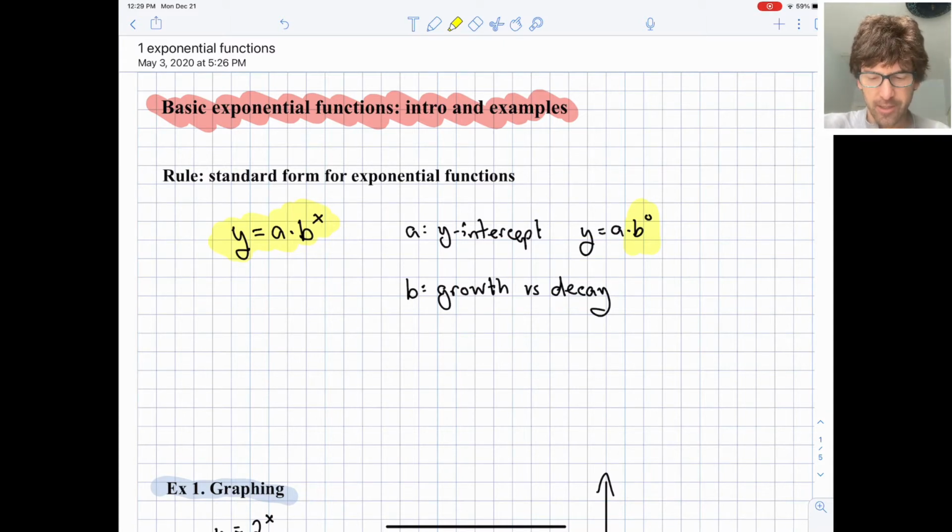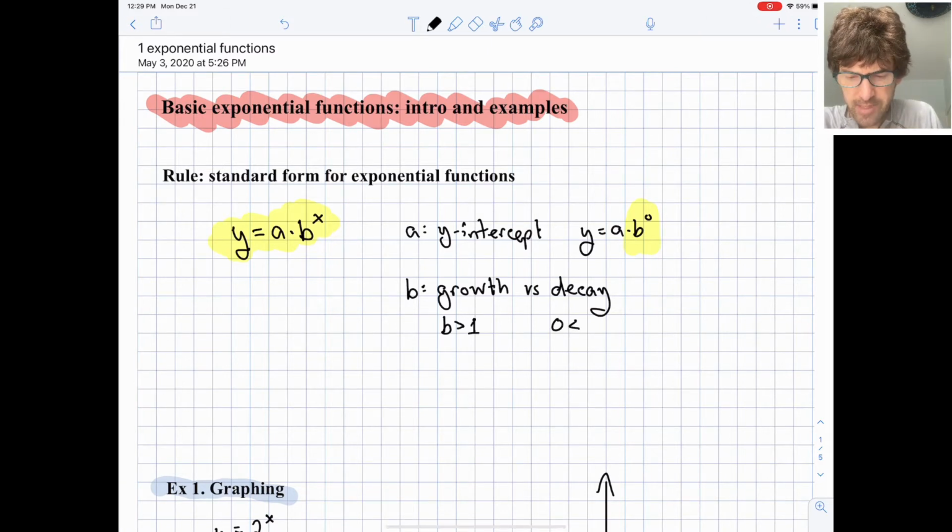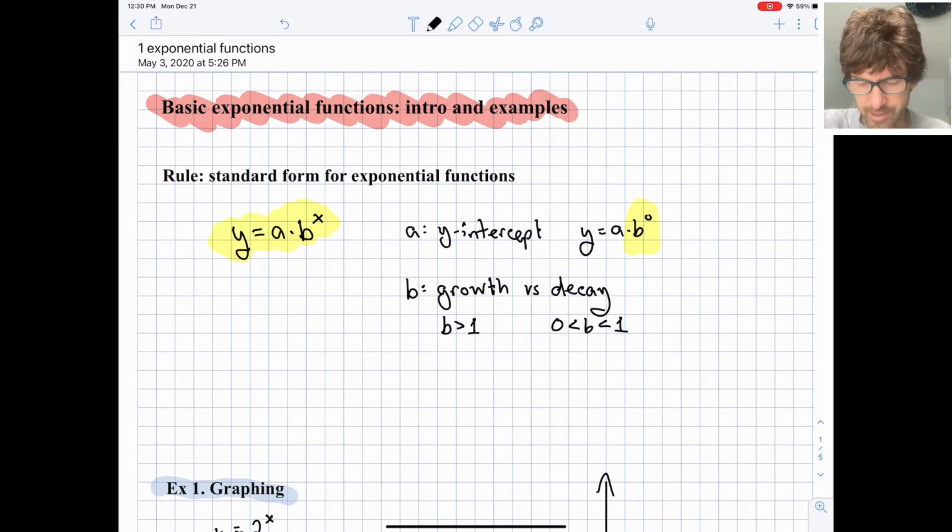B is our coefficient that determines if we're looking at growth or decay. We will be working with growth if b is larger than 1, and we will be looking at decay if b is between 0 and 1. And we're going to have b not be equal to 1 and not be equal to 0 for these functions, and also not be negative. We get some kind of curious complexities if we have a negative value of b. So for now, we're going to have b either be between 0 and 1 or greater than 1.